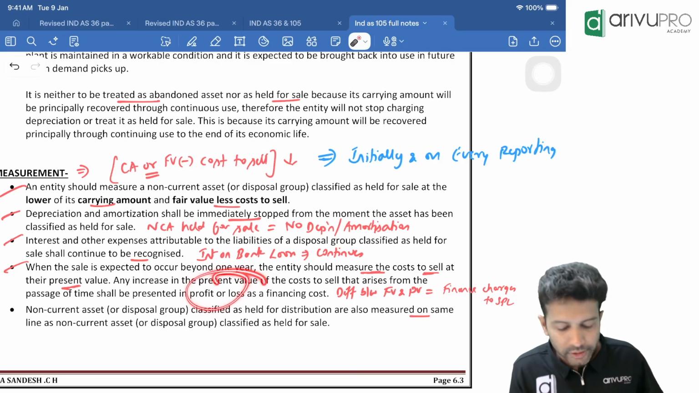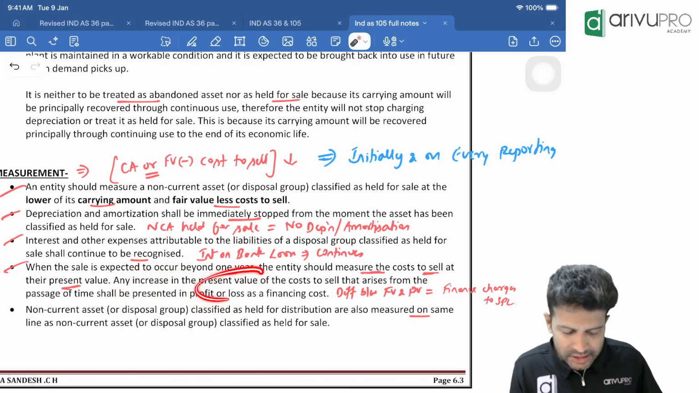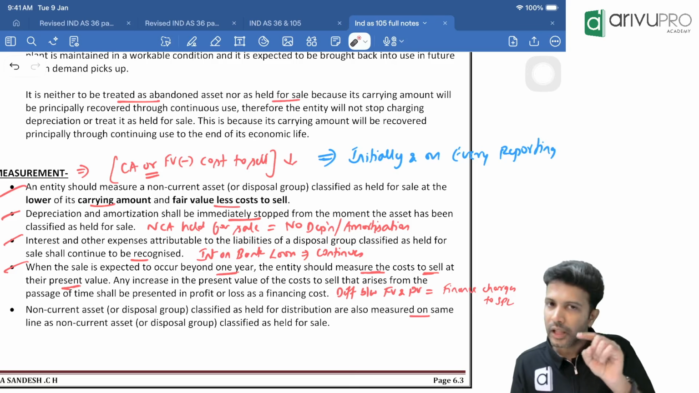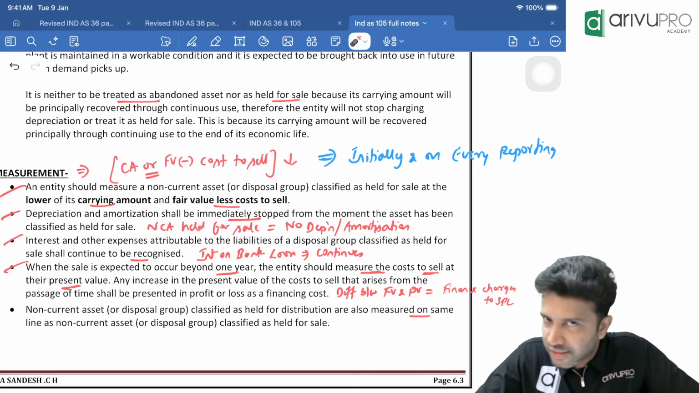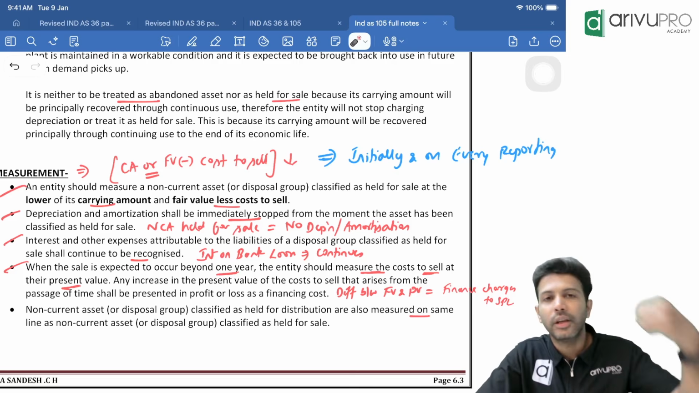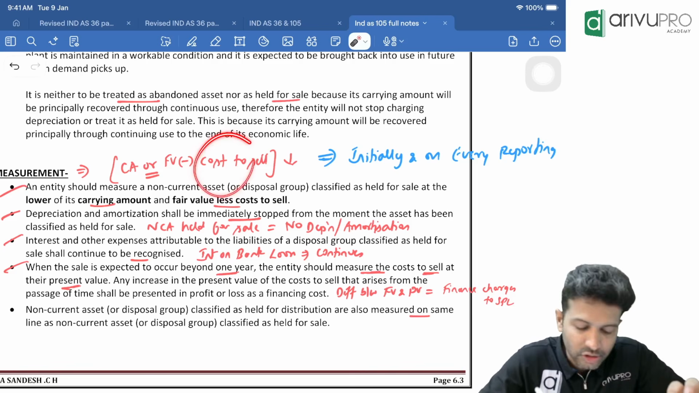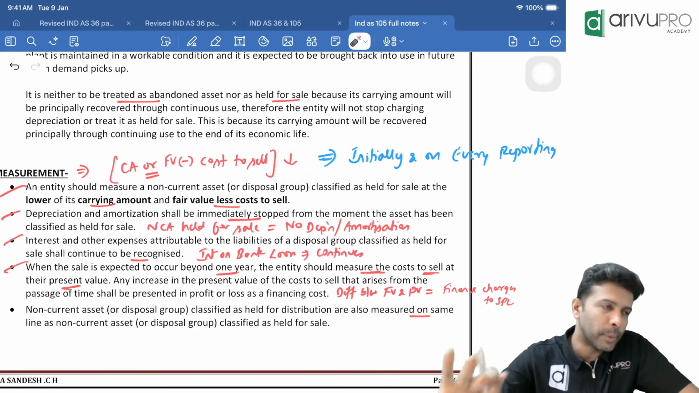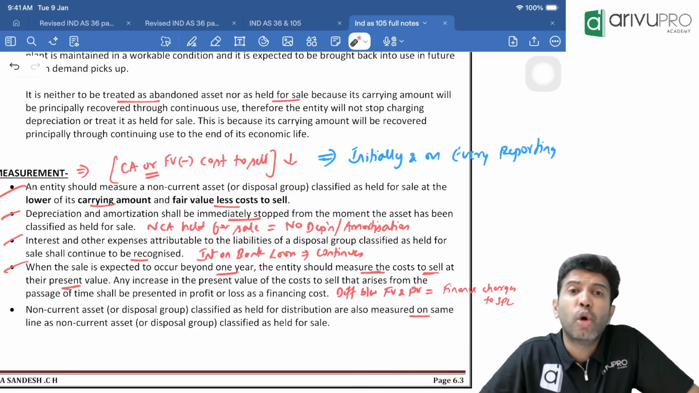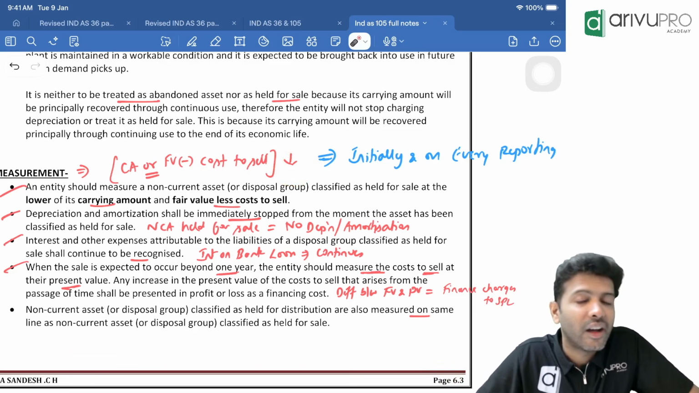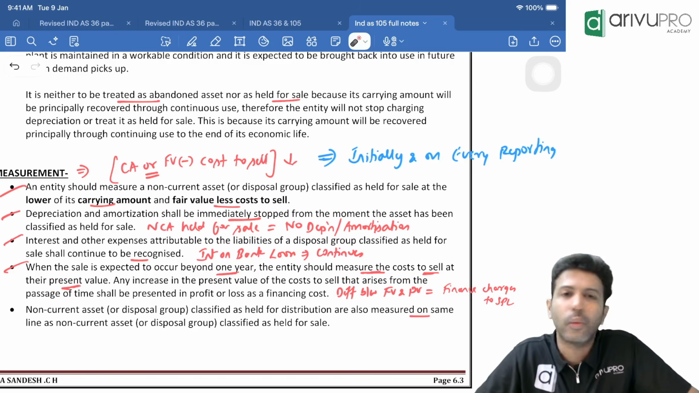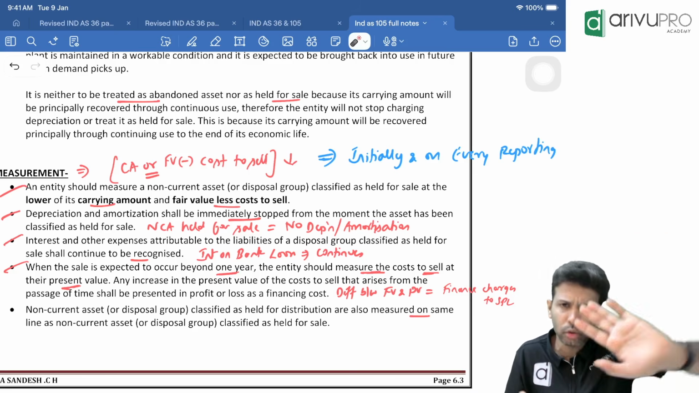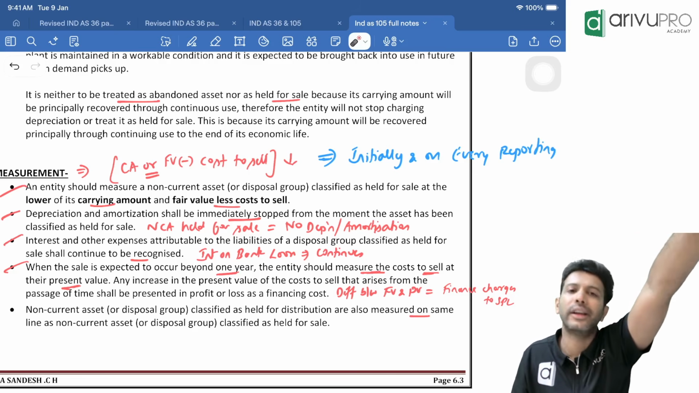Next, one small pointer is, we have a problem on this, but quickly I'll just tell you what this is. Sir, now once a non-current asset is held for sale, how should you measure it? Carrying amount or fair value less cost to sell, whichever is lower. Correct? Okay. Now people, if the sale is expected to go beyond 1 year, not due to entity's fault, but due to circumstance beyond entity's control.